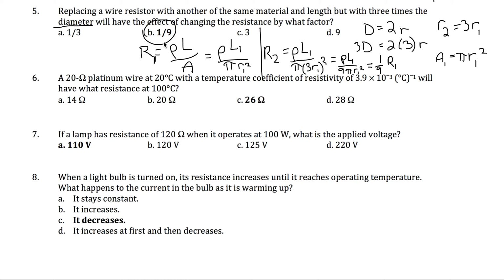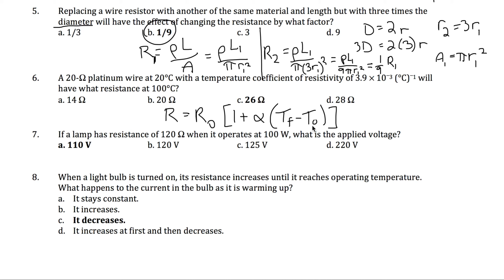Number 6. We have a wire and the temperature is changing. So that means that the resistance will increase because we increase the temperature, that increases the resistance. So this is a plug and chug. The resistance is given by the initial one times 1 plus alpha times the final temperature minus the initial temperature.